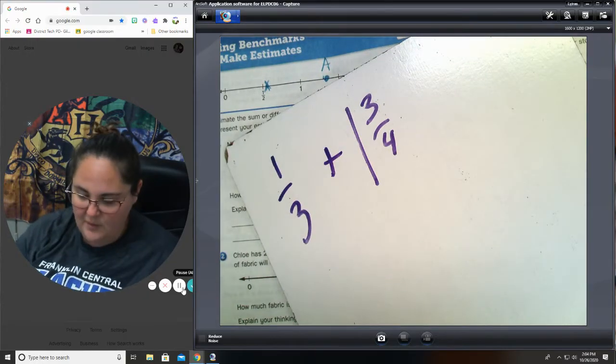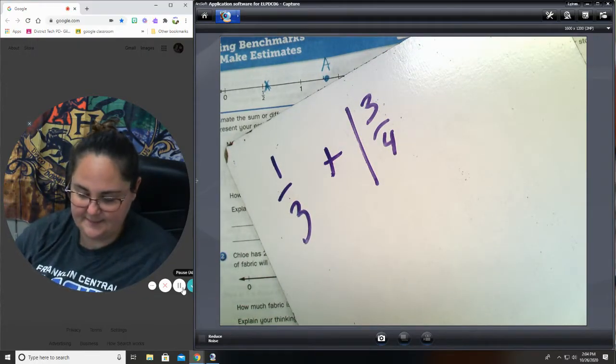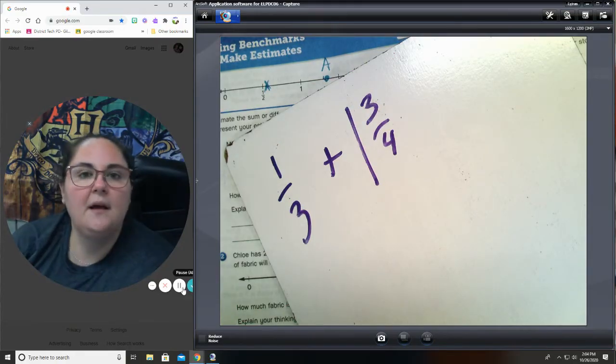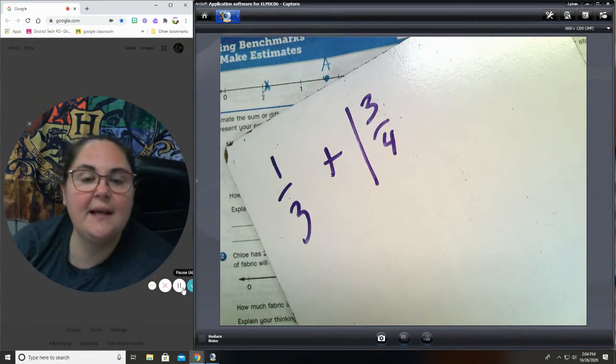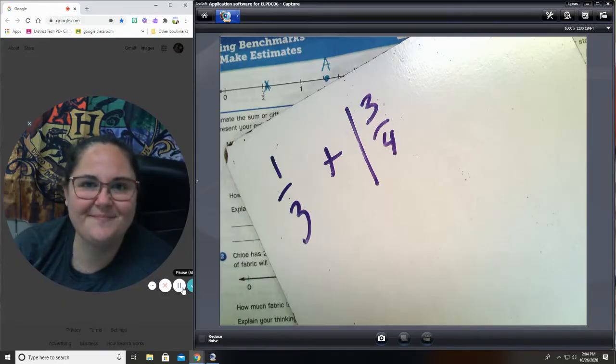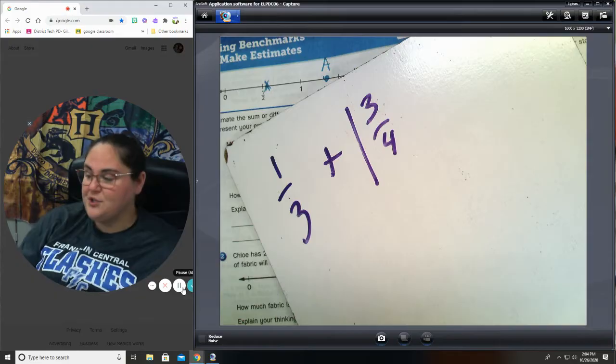Total, how long was he mowing the grass? Wherever you think your estimate should be, put a dot and mark it with the letter B as in boy. When you are done, come back, hit pause. All right, you should have hit pause.